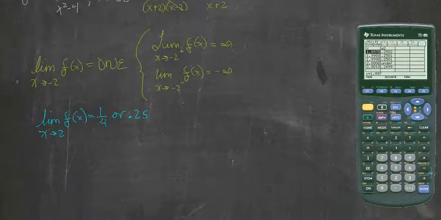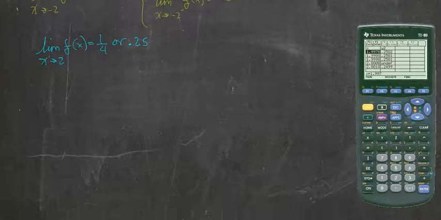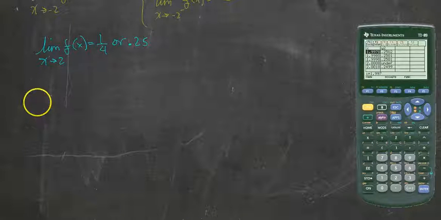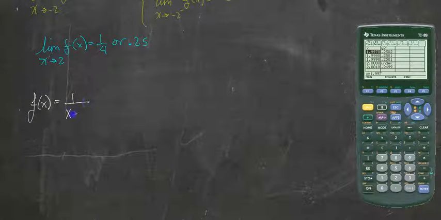So I would like you to evaluate with a table and a graph the following function. f of x equals 1/(x minus 3). So I'm going to get you started a little bit, because that's what I do.